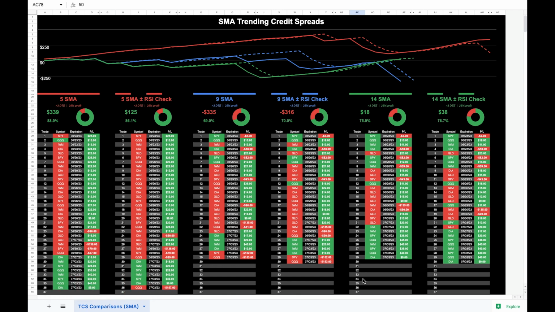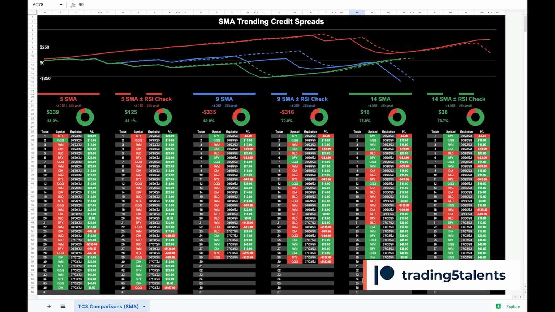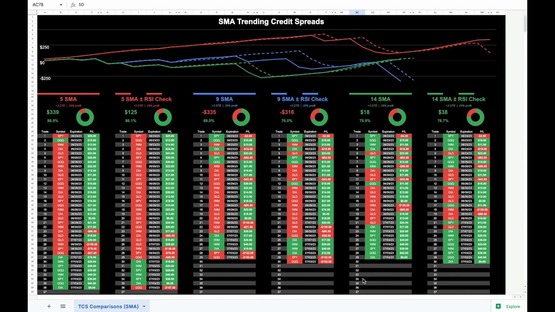So going forward with my live bot, I'm going to be focusing on the 5 SMA, and then I'm going to be turning off my 9 and my 14. So I think I have enough data to know that if I'm going to be in a short-term trend trade, then I want to use a shorter-term trend indicator. So the 5 SMA seems to work best.